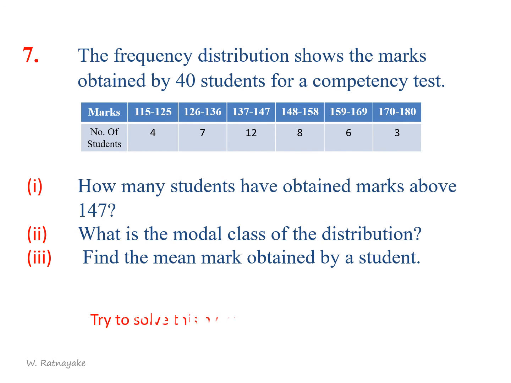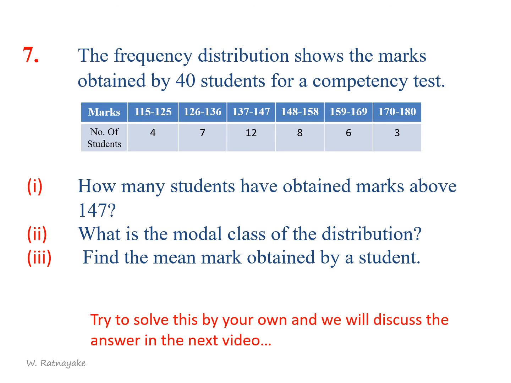Now we will see question number 7. The frequency distribution shows the marks obtained by 40 students for a competency test. The distribution is given with marks and number of students. You can see it. Part 1, how many students have obtained marks above 147? Part 2, what is the modal class of the distribution? Part 3, find the mean mark obtained by a student.